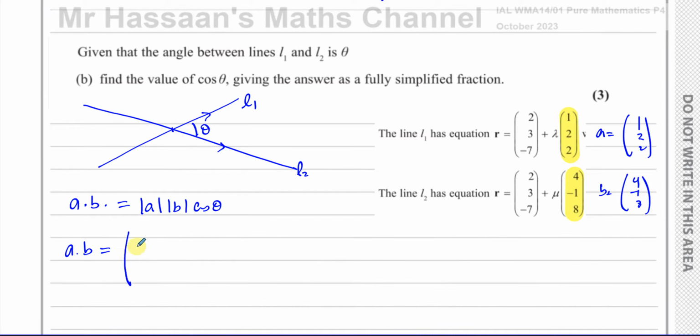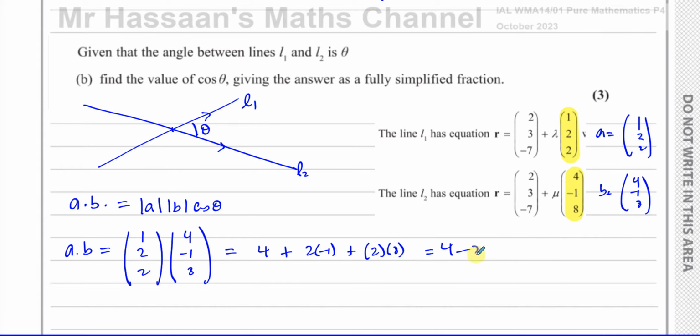That's going to be when you multiply them together, and this is how you find the dot product. I'll just show you here. You have 4, negative 1, and 8. So the dot product of these two vectors is going to be when you multiply the i components, so 1 times 4 is 4. You multiply the j components, 2 times minus 1, plus you multiply the k components, 2 times 8. So you end up with 4 minus 2 plus 16, which is 24 minus 2, which is 18. Okay, so that's the dot product of the two vectors.